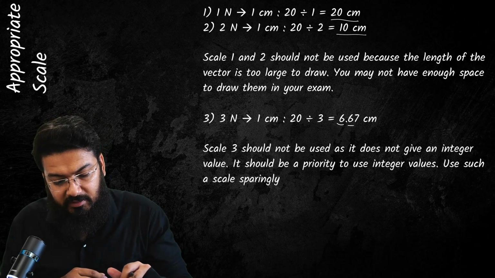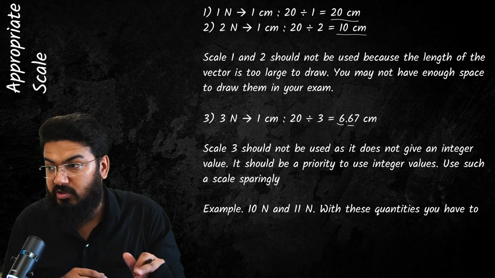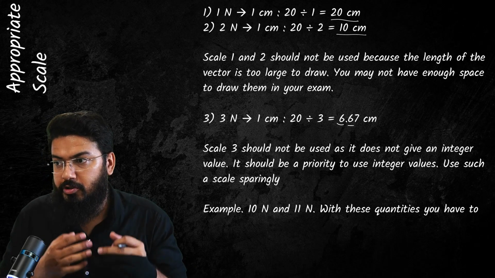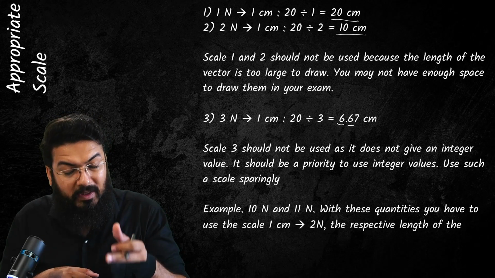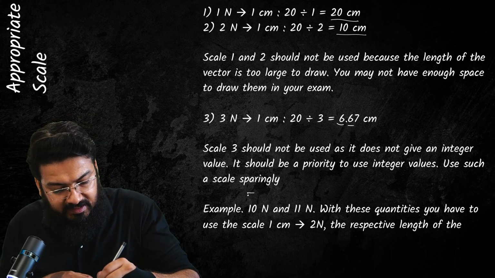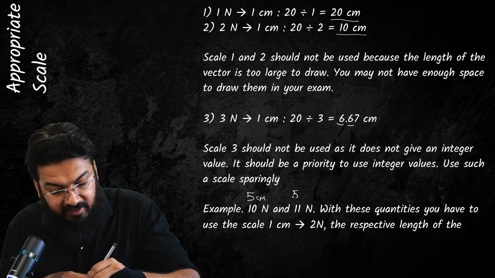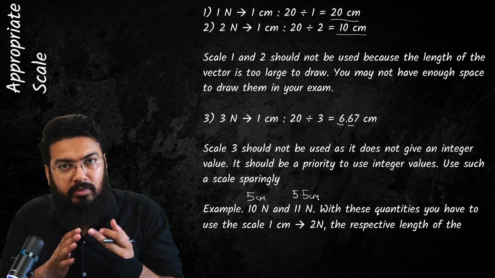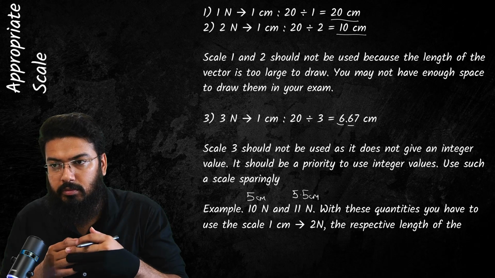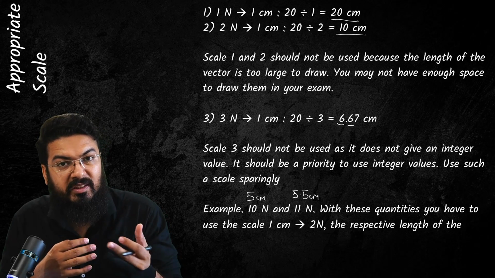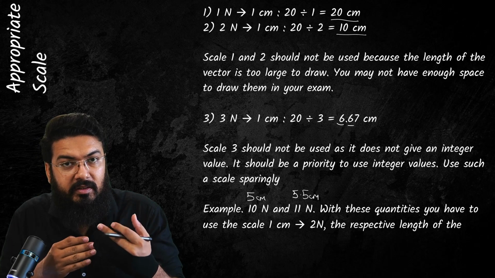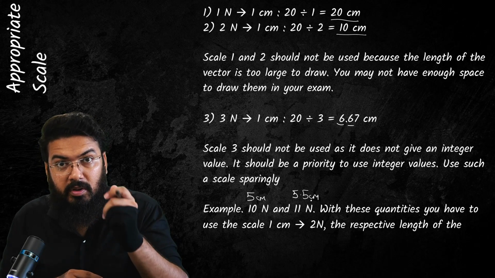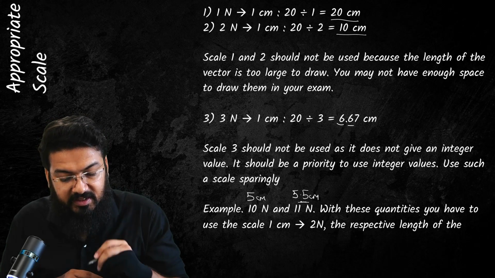So let's say, for example, if you have 10 and 11 newtons, now you need to draw 10 newtons and 11 newtons on the same diagram. Of course, you'll have to take the scale as 1 centimeter is 2 newtons, and that's going to give you 5 centimeters for this one, but 5.5 centimeters for this one. So again, you may take scales where you do not have common factors between the lengths of the vectors that you want to draw. But at the same time, the maximum number of decimal places that you can get is 1.